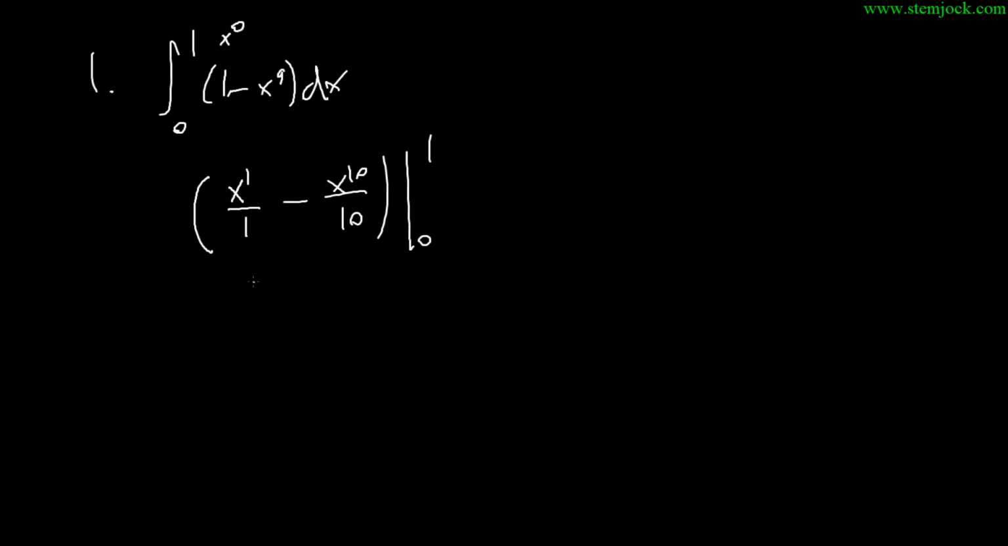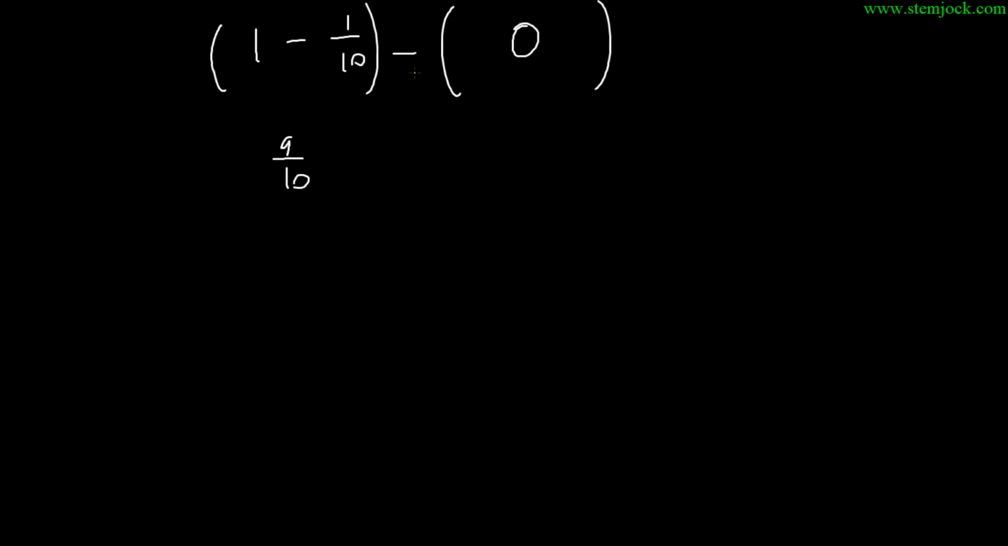Now x to the 1 over 1 is just x. So if I plug in 1 for x into both terms, I get 1 minus 1 over 10. And now minus, I'm going to plug in 0 to both terms. So this is just 0 minus 0, which doesn't change anything. So the answer here is going to be 9 over 10. So that's the first one. Next up, number 2.